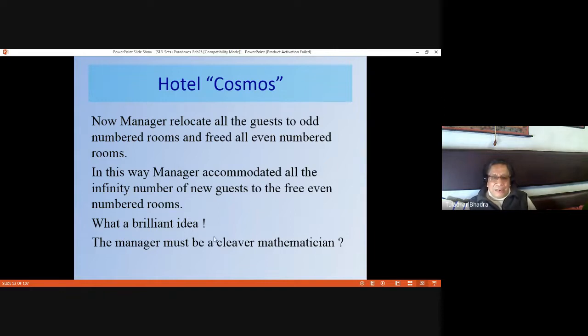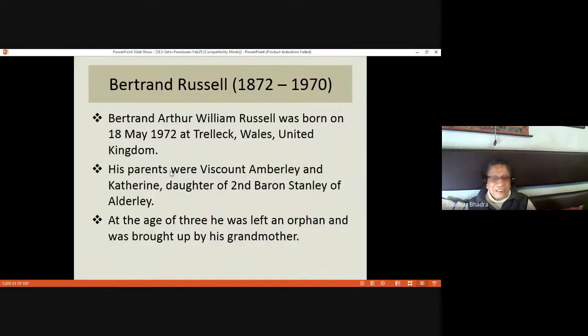What a brilliant idea! The manager must be a clever mathematician. Otherwise, he can't do such clever things. That is a story I read 53 years back. Anyway, now we go back to mathematics.